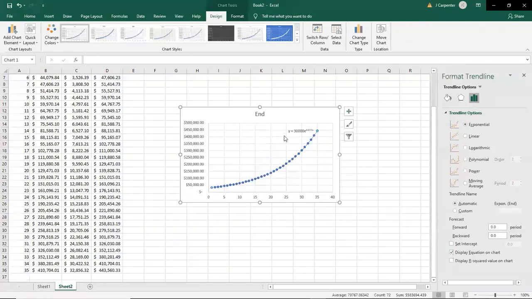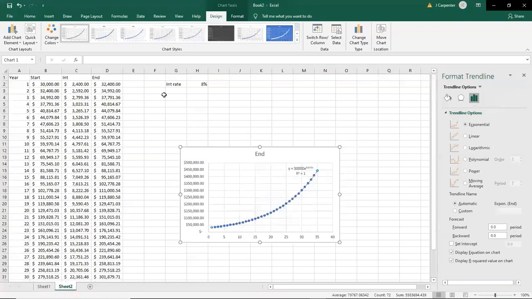Display equation. So there's our equation. Don't worry about what that little e means yet. We'll talk about that in 6.2. And then if you display the r squared, I said if this number is a 1, it's perfect. And look at that, it's perfect. We'll talk about the r squared in chapter 8. We'll talk about that e in the next section. So that's a perfect model.